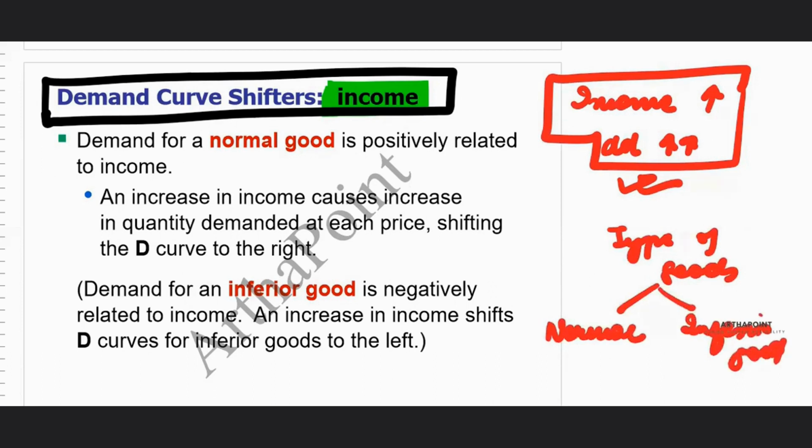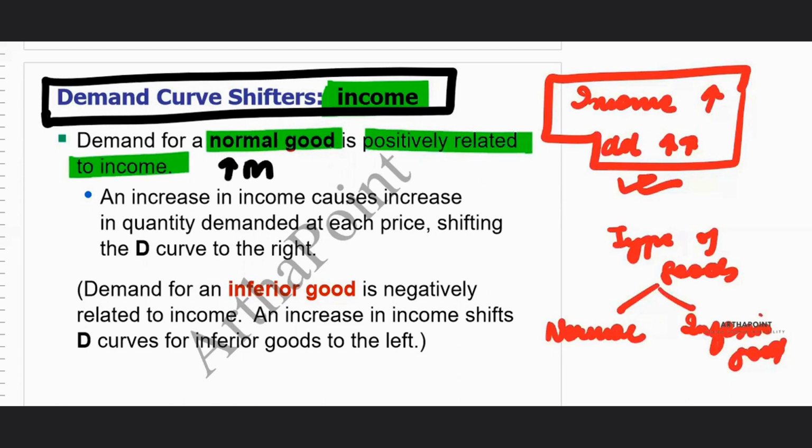A normal good is defined as a good which is positively related to income. So usually when your income increases, your demand will increase. This is a normal good. I'm representing income by M. For example, the demand for chocolates, the demand for the food I eat in cafes, the demand for books I read. When my income increases, I demand more of those commodities. So they are normal goods for me.